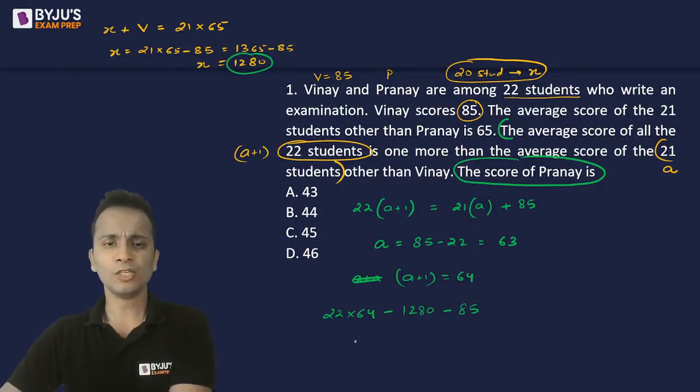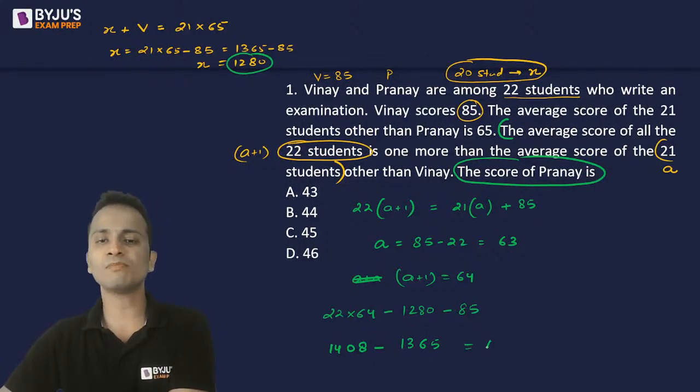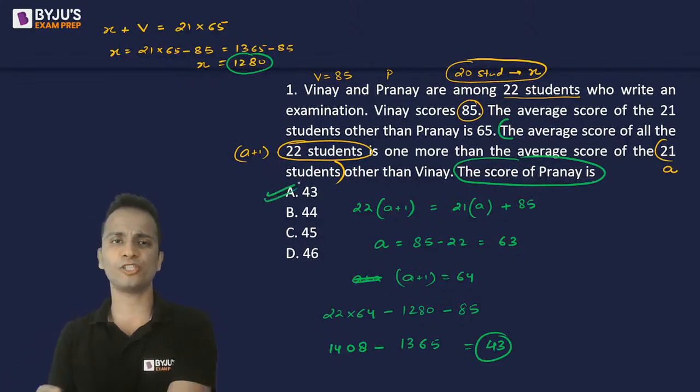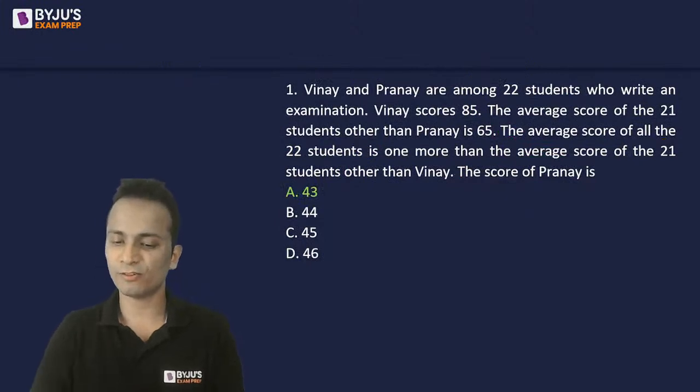So let's do that. 2 into 4 is 8. Then 8 plus 12 is 20, 0 to carry forward. 12 and 2, 14. 1408. Minus 1280 and 85, we add these, so it will become 1365. So 1408 minus 1365 comes out to be 43, and 43 is the answer for this question. So option number A, that is 43, is the correct answer for this one.